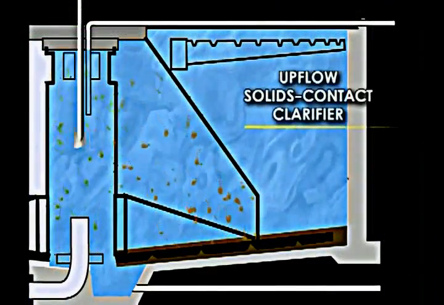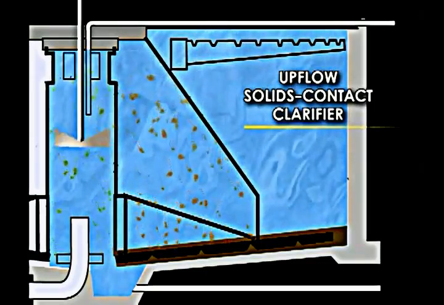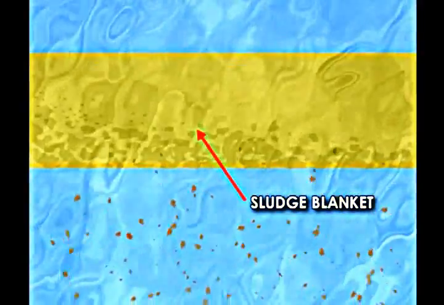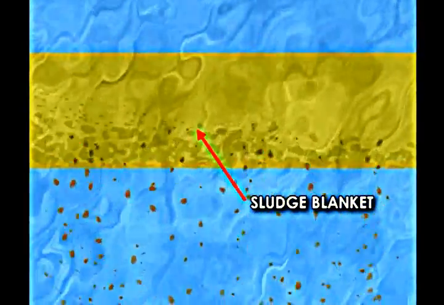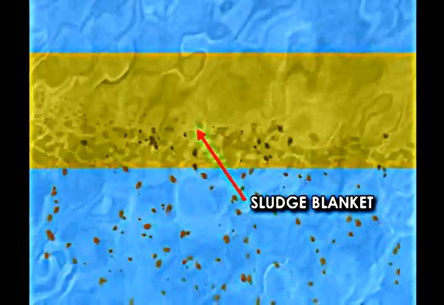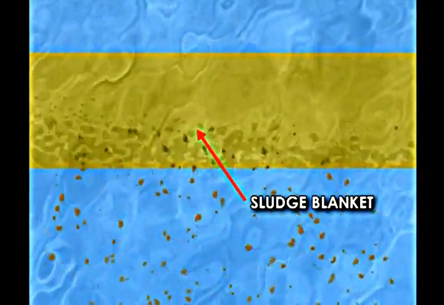In an upflow solids contact clarifier, the influent is passed through baffled zones for coagulation and flocculation. The flocculated water then flows upward through the sludge blanket at the bottom of the tank. The existing sludge blanket reduces the velocity of the incoming floc, in effect filtering floc from the water as it travels up through the basin.